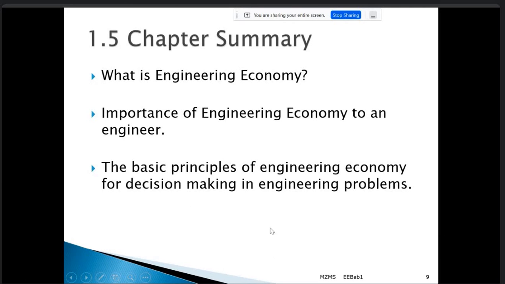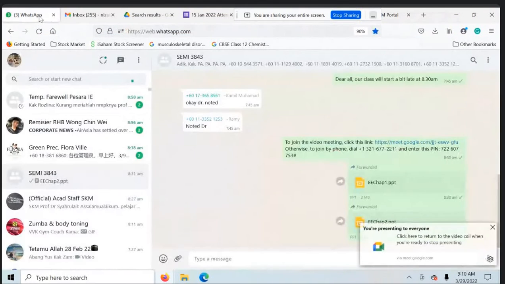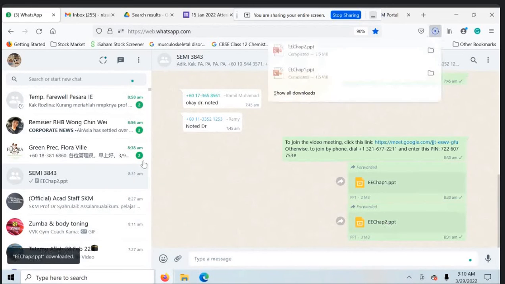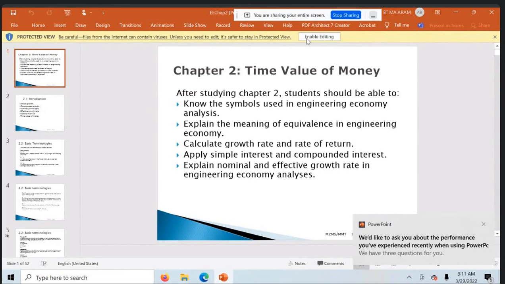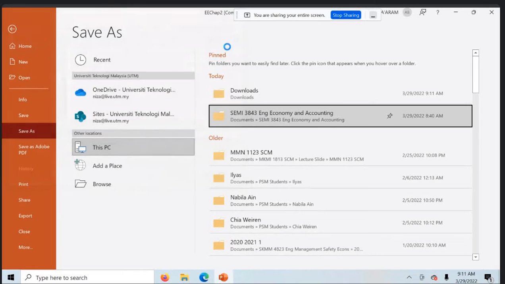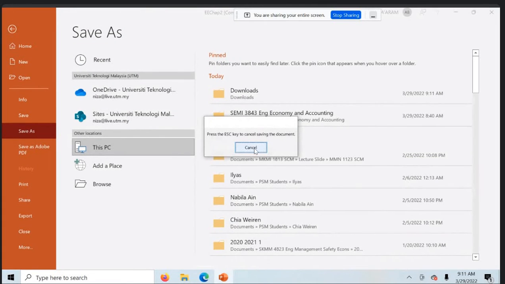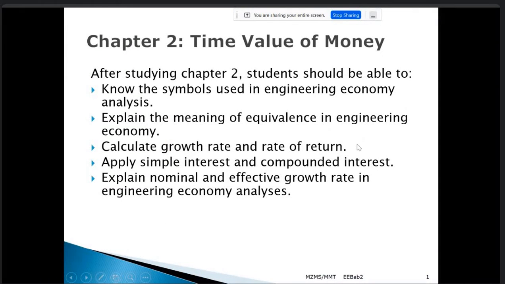Okay, so that is chapter one. This is the basic principles of engineering economy for decision making. So we go for chapter two. Chapter two is about time value of money.